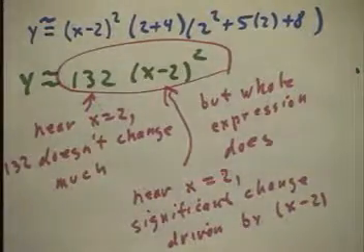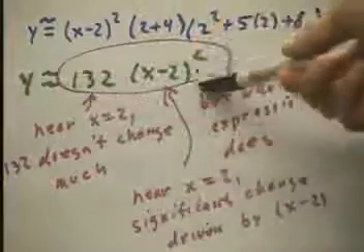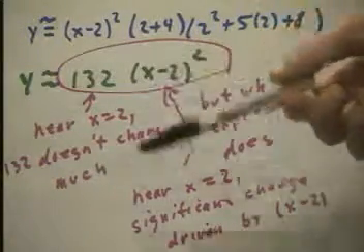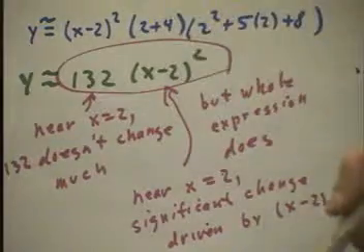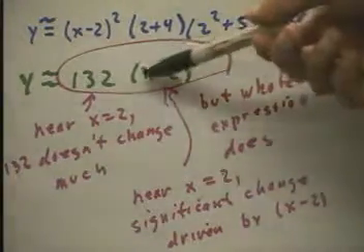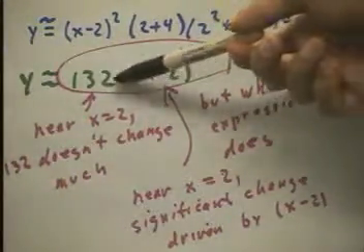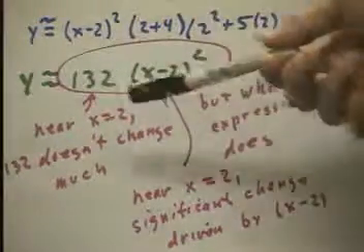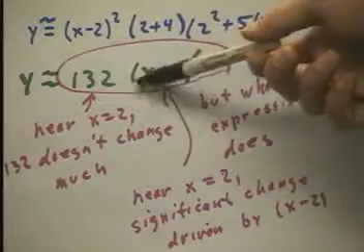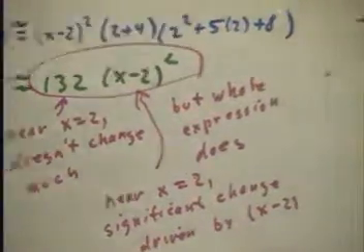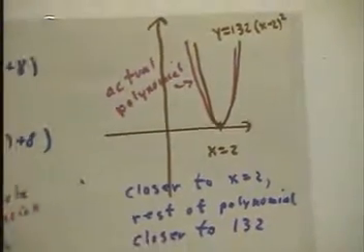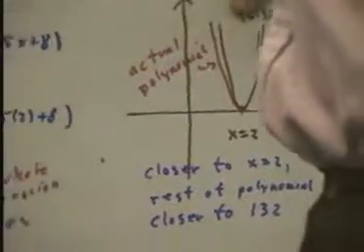As a result, near x equals 2, this function behaves like a quadratic function with a 0 at x equals 2, with a vertex at x equals 2. We can see that this is just a vertical stretch of the y equals x squared parabola by a factor of 132, pretty big stretch, and a horizontal shift by 2 units. And that the graph will therefore look something like this.